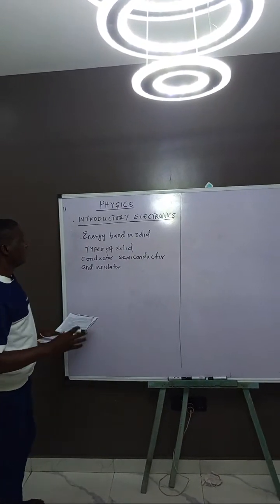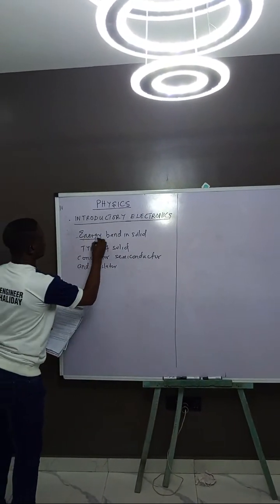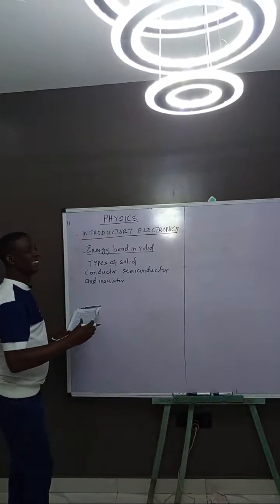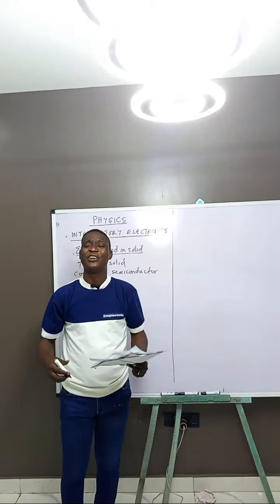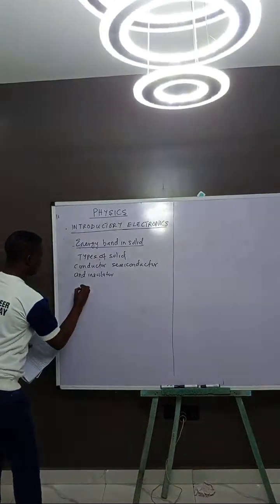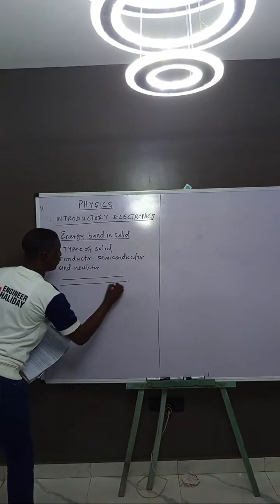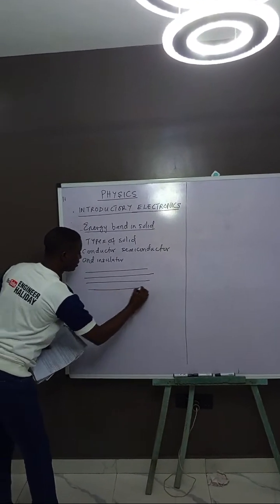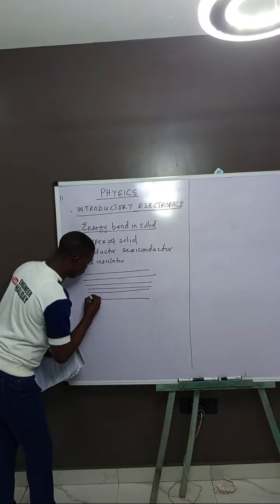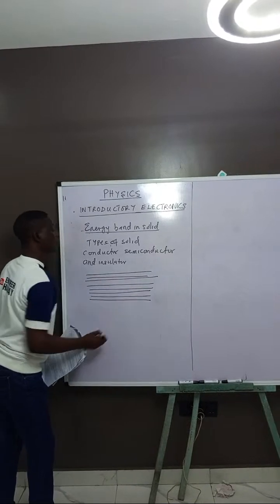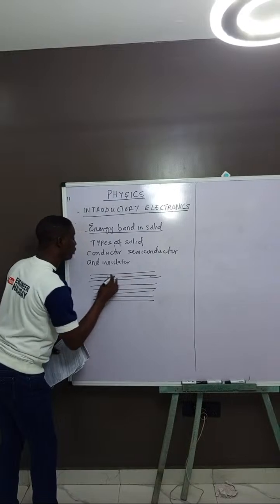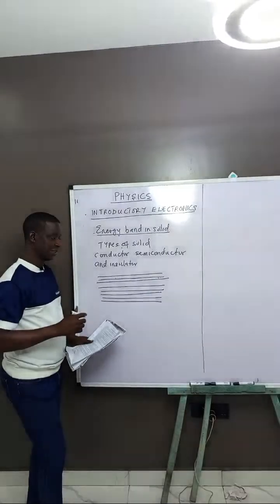Now, when we talk about energy band in solid, this is multiples of individual energy levels that are close to each other. When we talk about energy level in quantum physics, we are talking about energy levels like this, but they must be close to each other. So we are talking about energy levels that are close to each other. We call them the energy band.